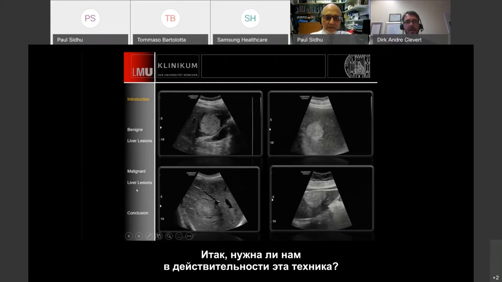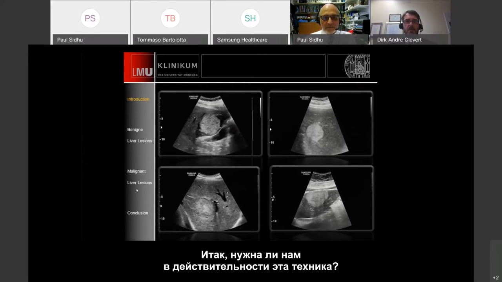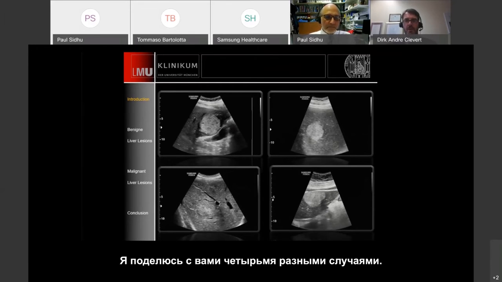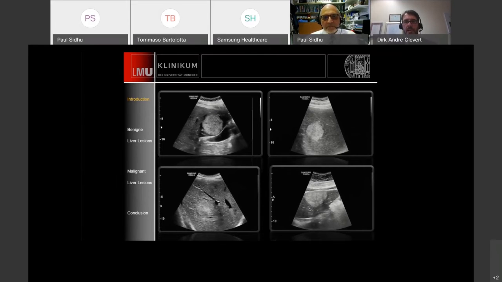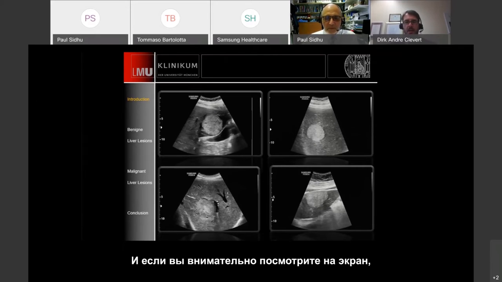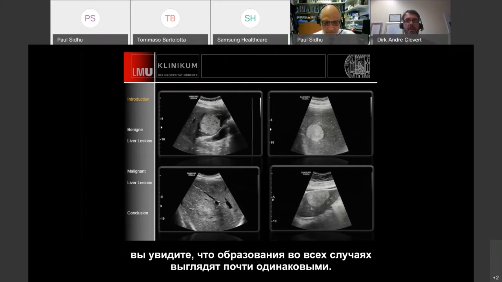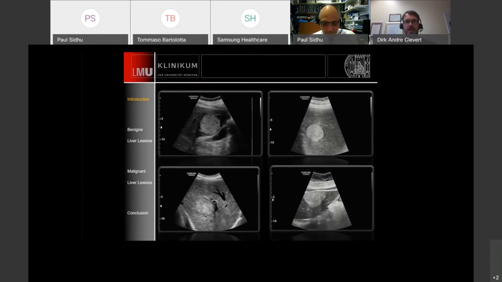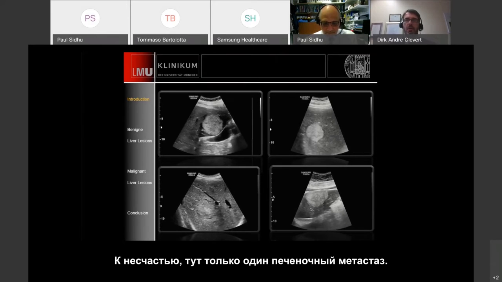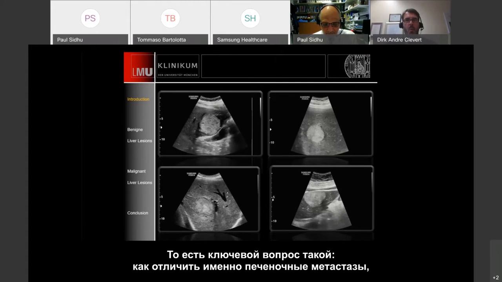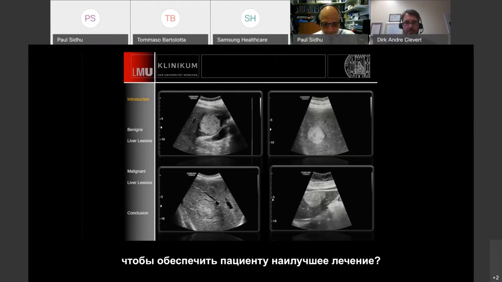So is there really a need for using this technique? I share with you 4 different lesions. And if you take your time and look carefully at the screen, you will see that these 4 lesions look very similar. Unfortunately, there is only one liver mets. So the key question is, where is the liver mets in order to offer the patient the best treatment?